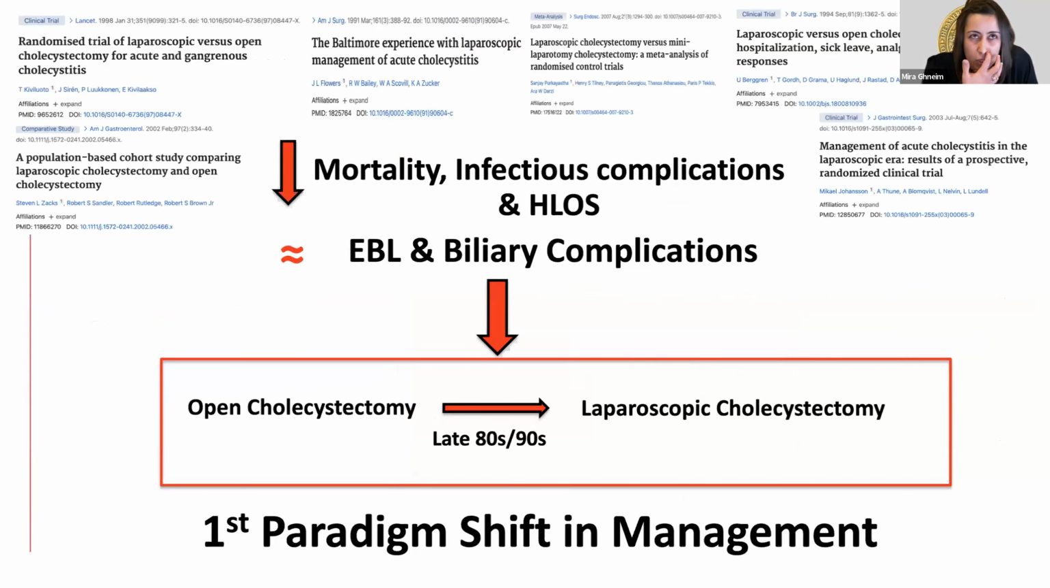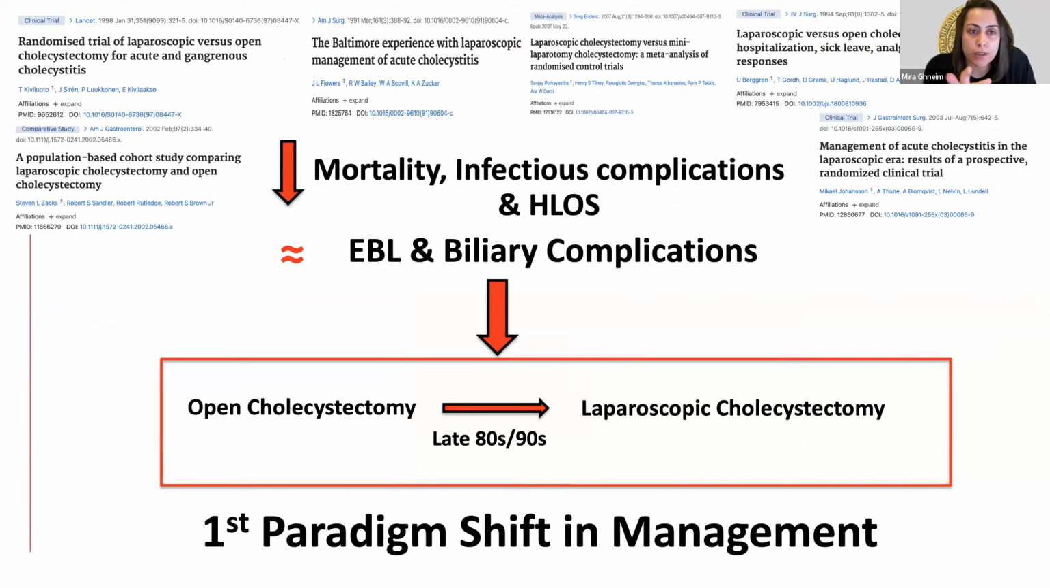Now, I think in order to understand why we should not be putting cholecystostomy tubes in a lot of the patients, but rather a select group of patients, it's important to understand how we historically changed our management of cholecystitis. So before the 80s and 90s, an open cholecystectomy was the standard of care. And then in the 80s and 90s, lap choles were performed in the US and in Europe.